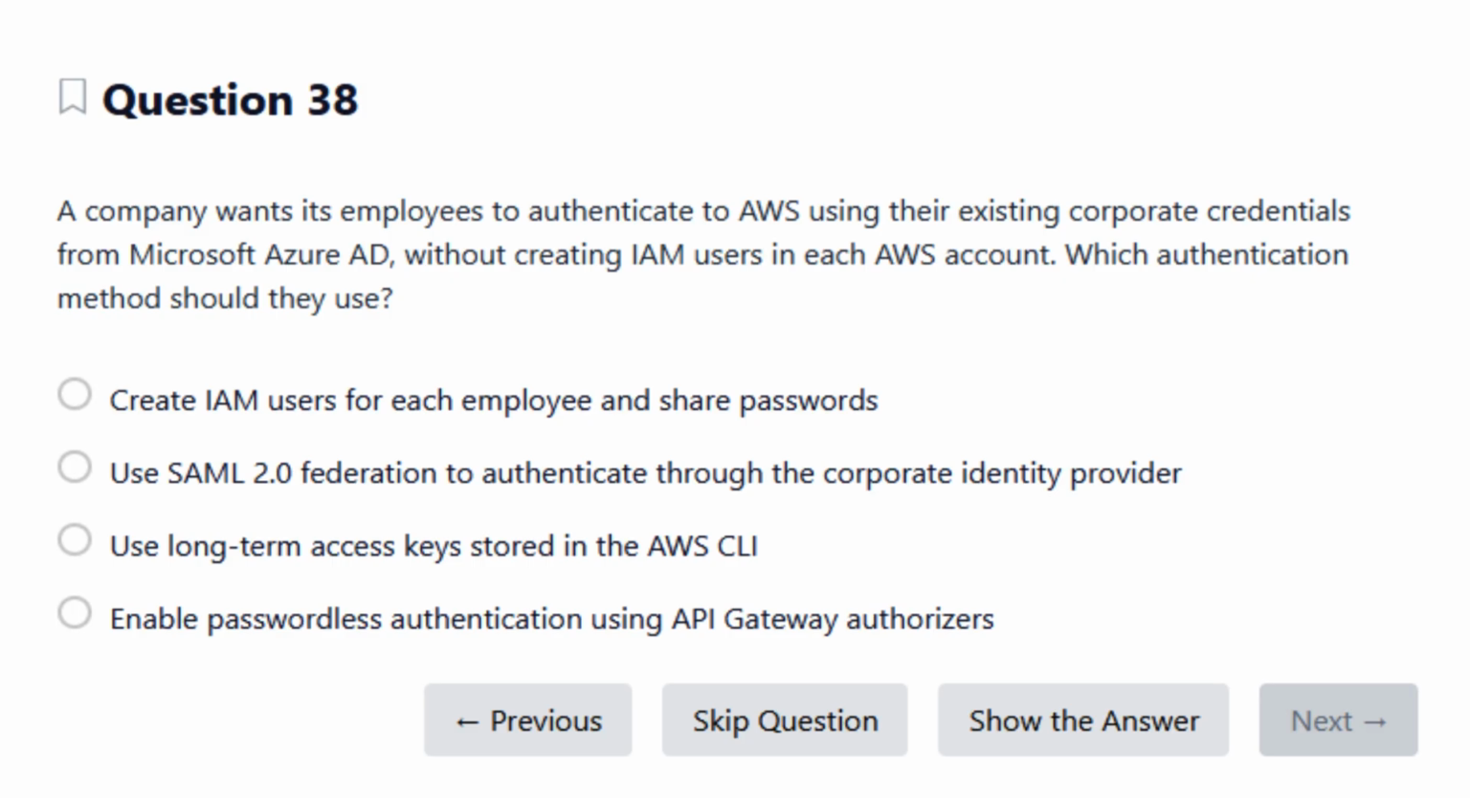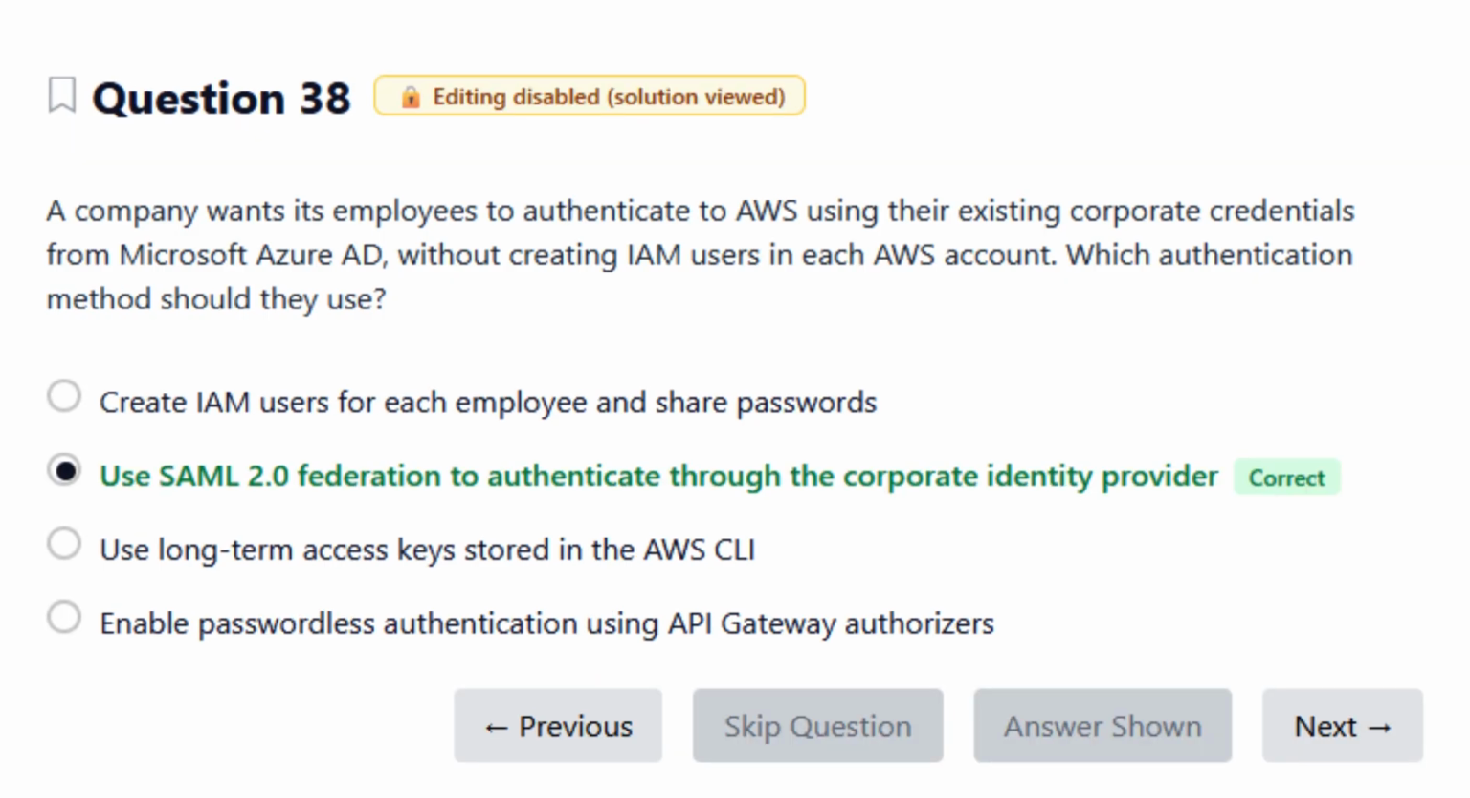Before revealing the correct answer, here are a few guiding clues to help you reason through this question. The company wants employees to use existing corporate credentials, not create new AWS-specific users. The identity provider mentioned is Microsoft Azure AD, which is an external identity system. This is a workforce authentication scenario, not application-level authentication. AWS supports trusting external identity providers through federation, instead of managing passwords in IAM. Look for an option that avoids long-term credentials and avoids IAM user sprawl across multiple AWS accounts. Keep these points in mind as you review the options, then we'll reveal the correct answer in the next slide.